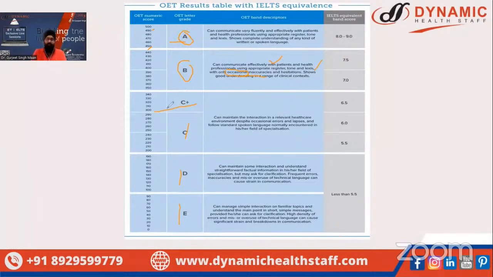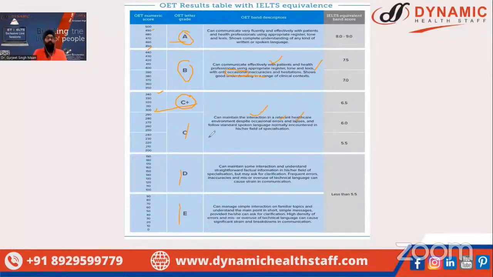Coming to C plus, from more than 300 until 340, that candidate will get C plus. That means you can maintain communication in a relevant healthcare setting, but occasional errors and lapses are there, hesitations are there, pauses are there, but again, occasional, not frequent.